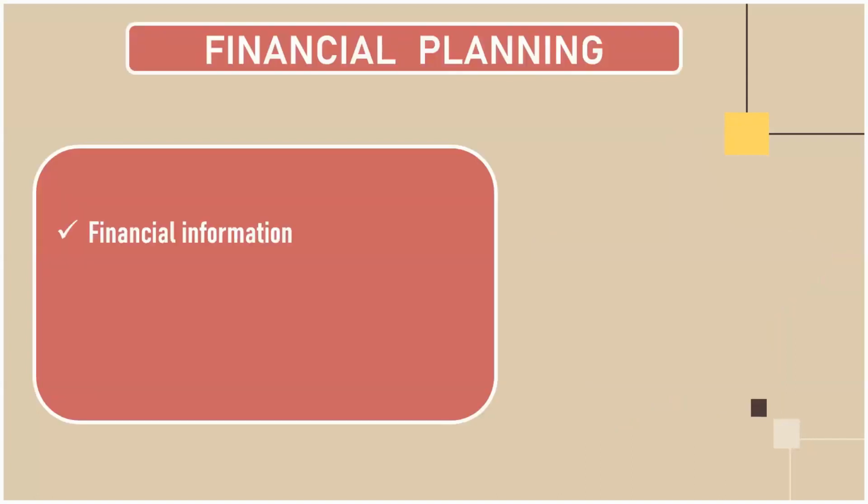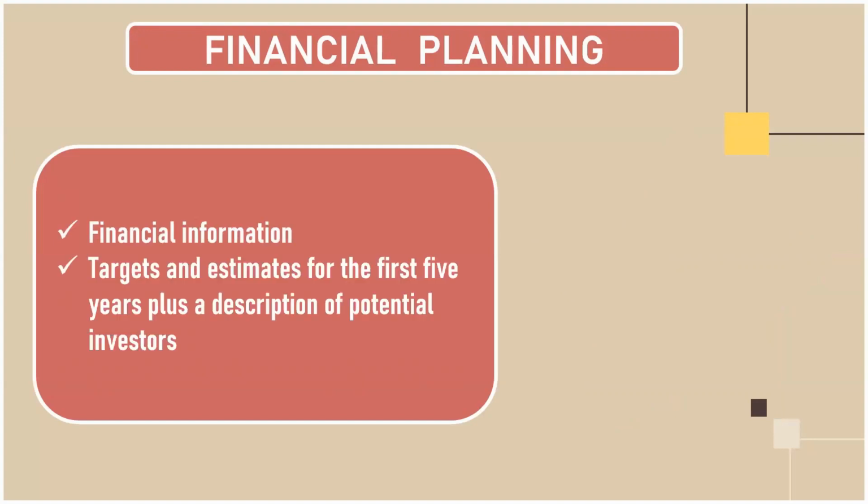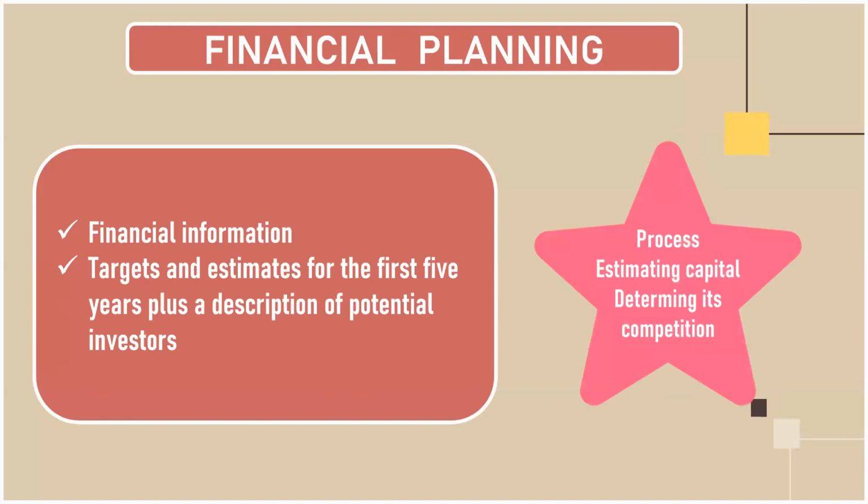So the financial planning is giving information, the financial information, that is the targets and estimates for the first 5 years, plus the description of potential investors. So here you talk about, it is actually a process where you talk about the estimated capital, and of course you determine its competition as well. Now let us move on to the budget.